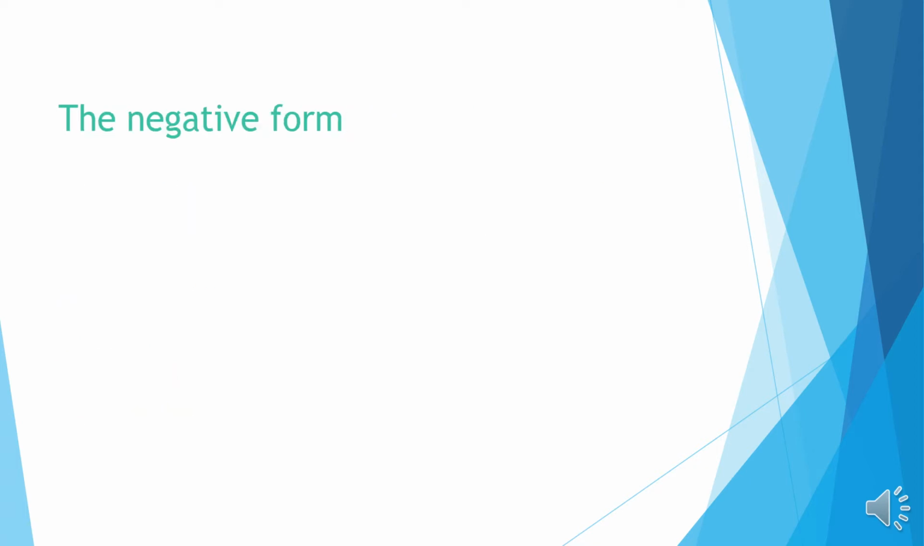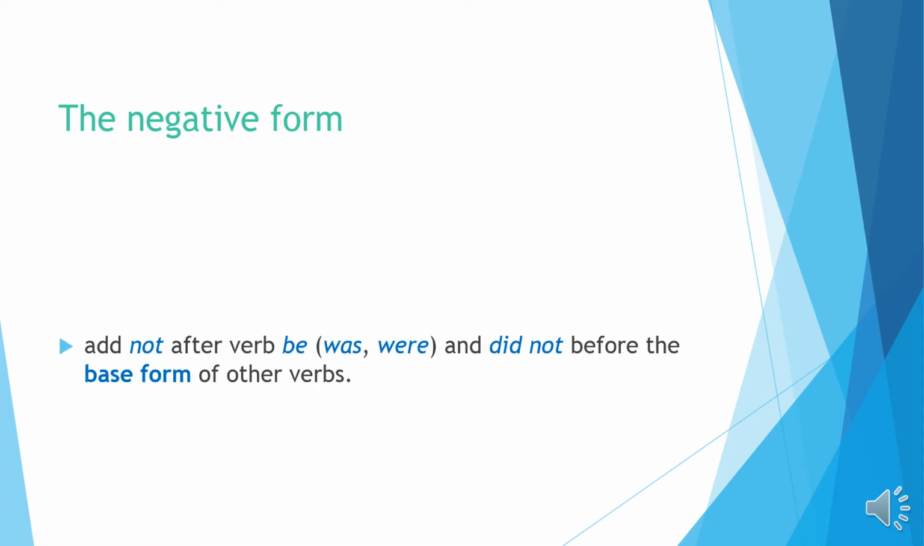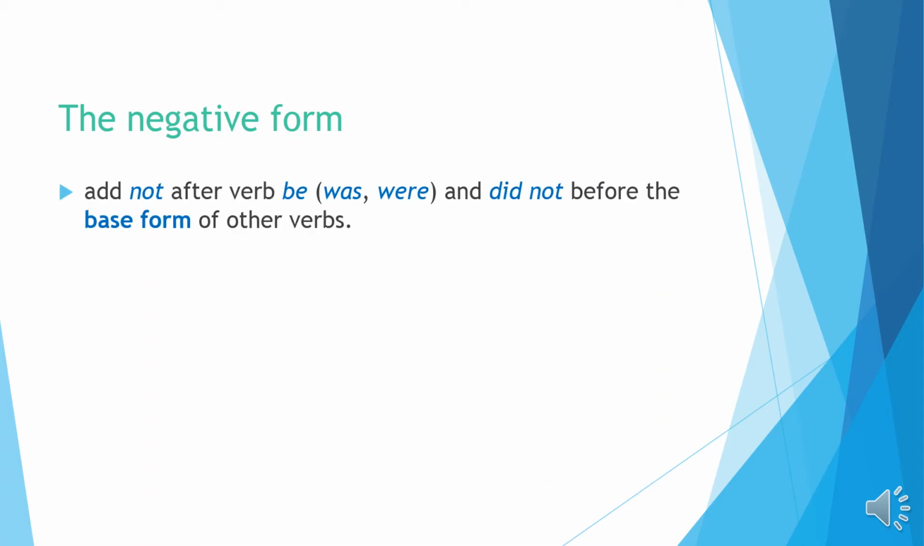Now how to form the negative form? To form the negative with the simple past tense, you have to add not after verb to be, which in the simple past tense is was and were. Or you must add did not before the base form of other verbs.